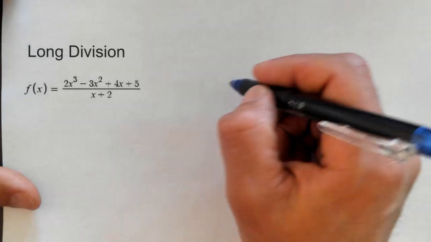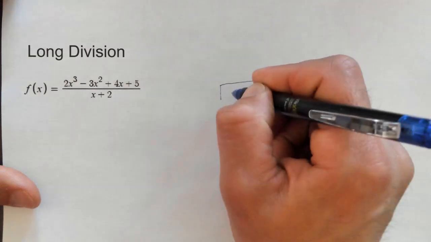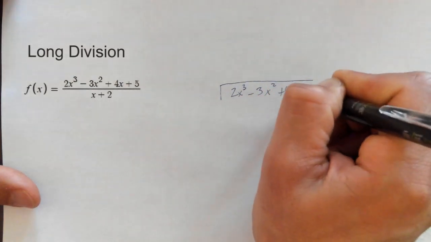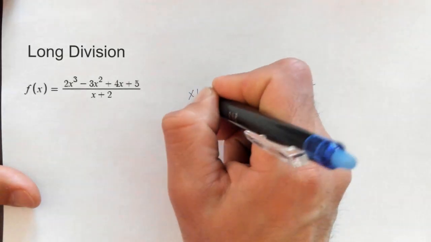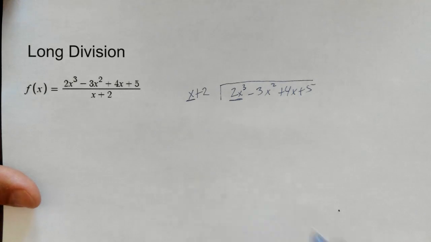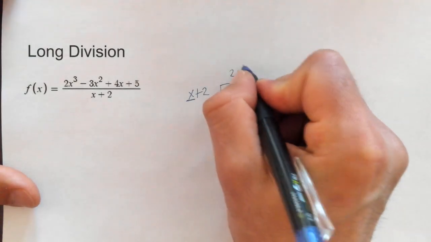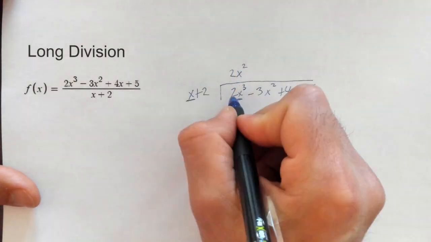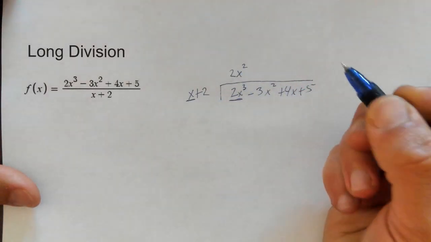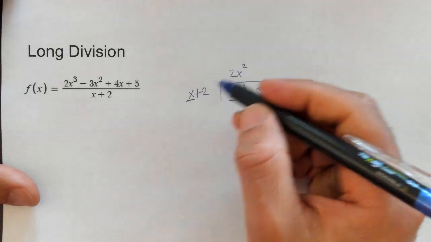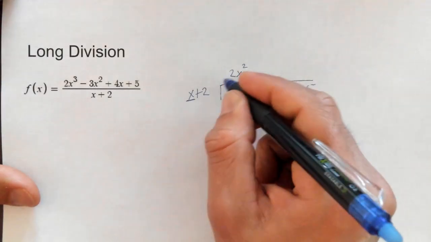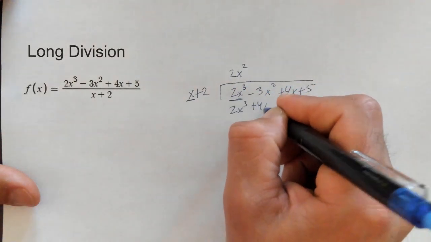So let's divide these. The numerator will always go inside: 2x cubed minus 3x squared plus 4x plus 5. Divide that by x plus 2. We're going to first look at the first term. We're going to multiply it times 2x squared. 2 times a 1 is 2, and then x squared times x is x cubed. So we're going to multiply this by both terms. Times the first term is 2x cubed. Times the second term, 2 times 2 is 4, is positive 4x squared.